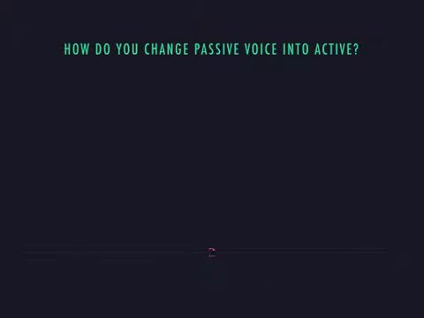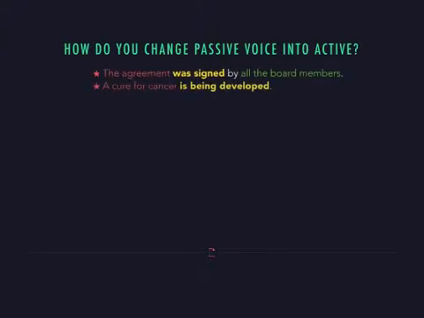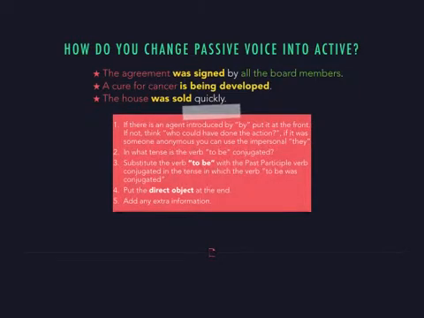Now we're going to learn some tips and tricks about how to change the passive voice sentence into the active voice. Let's start with the sentences. We have three different sentences because I want to show you some variants. We have: The agreement was signed by all the board members. A cure for cancer is being developed. The house was sold quickly. Now, these are the steps that you should memorize to know how to change the passive voice into the active voice.